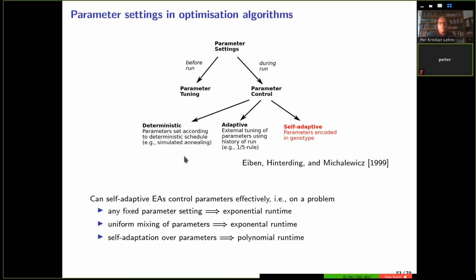There are different categories here. We have deterministic parameter control, where the parameters follow some deterministic settings, for example similar to annealing. We have adaptive parameter control, where some external algorithm observes the process and, based on statistical measures of what the population is doing, changes the parameters. We also have self-adaptation, where the parameters of the algorithm are encoded in the genotype of the individuals.